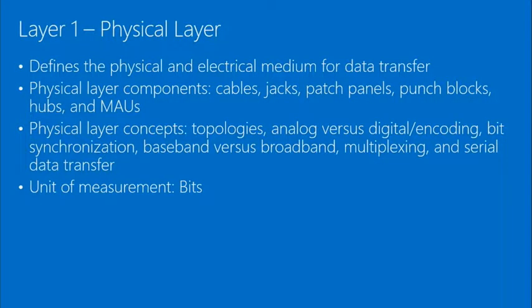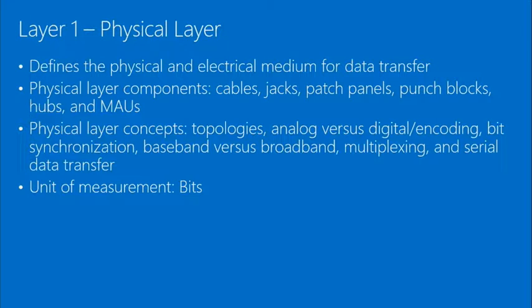So now let's go ahead and start taking a look at the different layers. Layer 1, physical layer, defines the physical and electrical media for data transfer. Whether this is wired or wireless, they need standards of some kind. You need to know how to build the media. For wireless, what signal strength do I use? What signal channel do I use? For wired, what type of wires and cabling do I use? What type of jacks do I use?